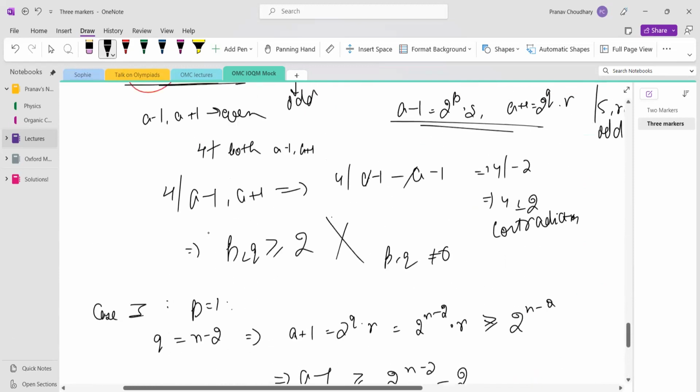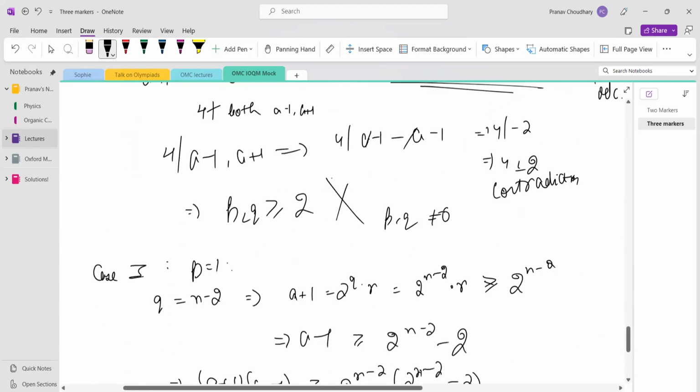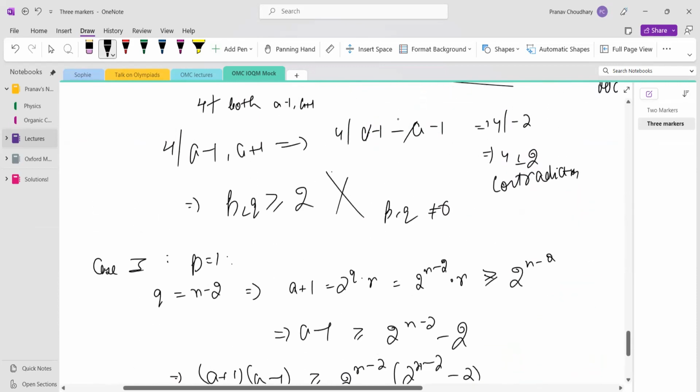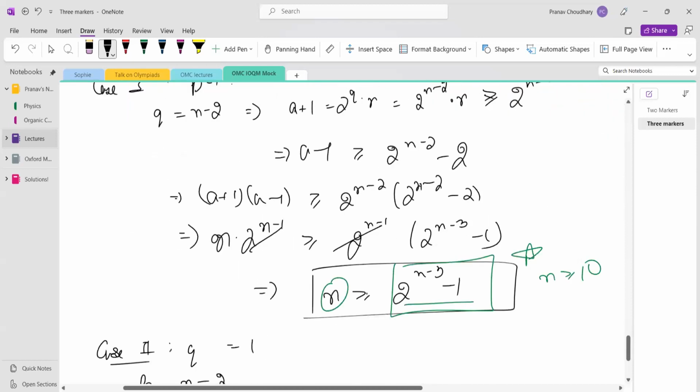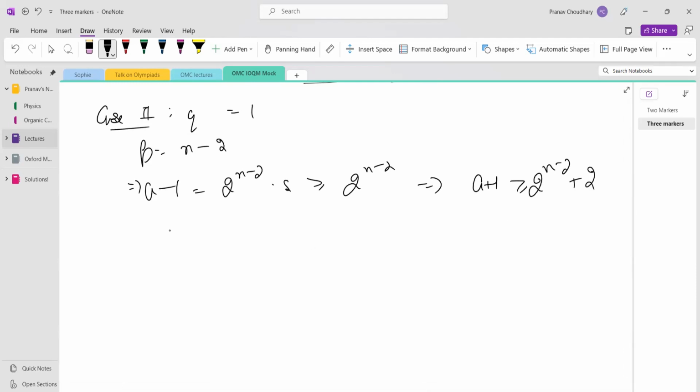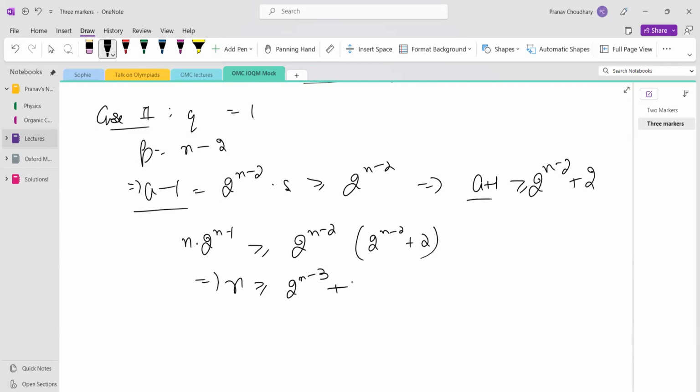Yeah. And this means a minus 1 equals 2 to the power n minus 2 times s, 2 to the power p times s, right? So p is n minus 2, which is greater than or equal to 2 to the power n minus 2. And this implies a plus 1 is greater than or equal to 2 to the power n minus 2 plus 2. So the product of a minus 1 and a plus 1, which is n times 2 to the power n minus 1, would be greater than or equal to 2 to the power n minus 2 times 2 to the power n minus 2 plus 2, which implies n would be greater than or equal to 2 to the power n minus 3 plus 1.